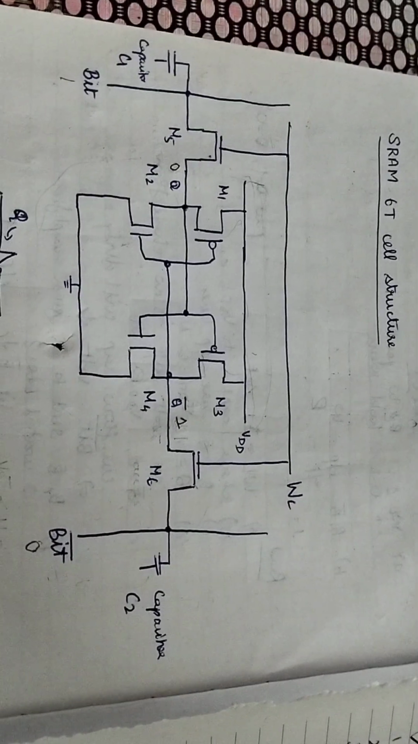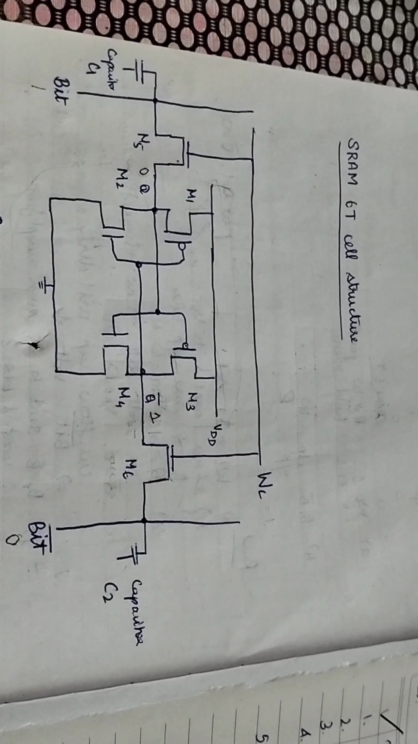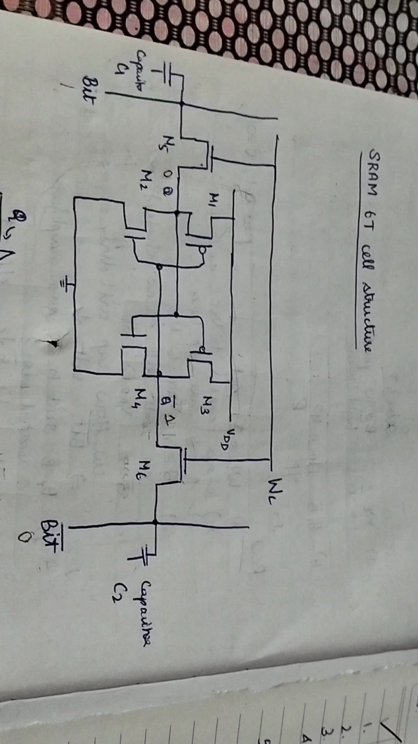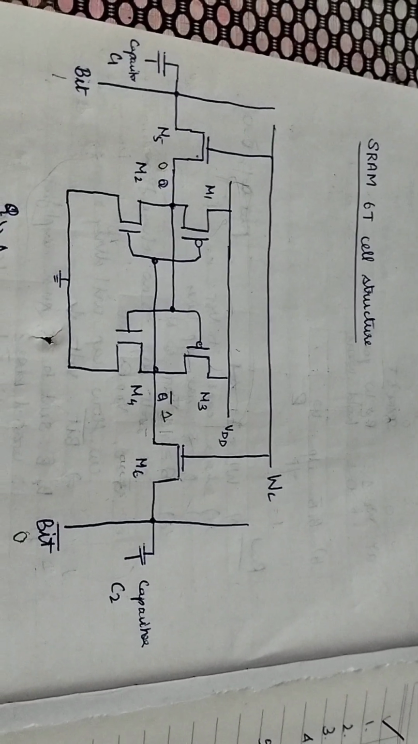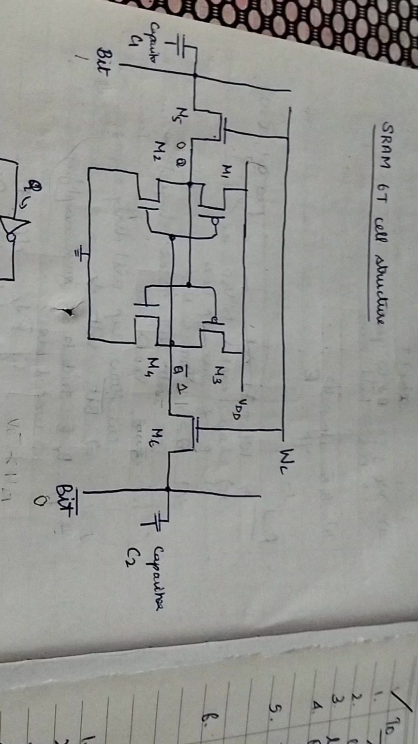We will be looking at performing the write operation on a 6 transistor static RAM cell. In a previous segment, we looked at the cell setup, or cell structure, and how to perform the read operation. We will now see how to perform a write operation.